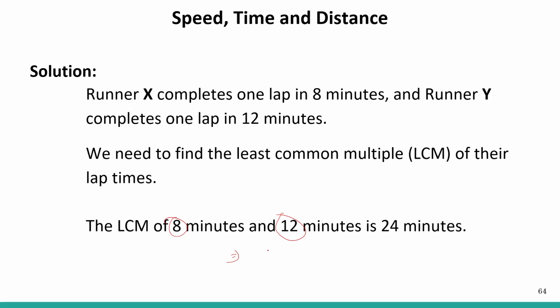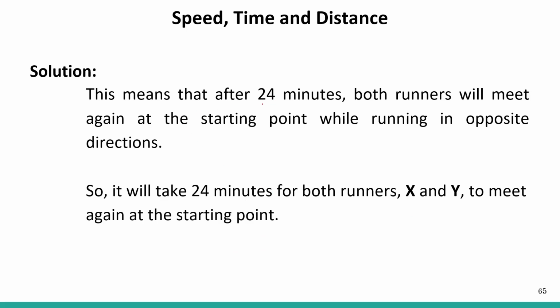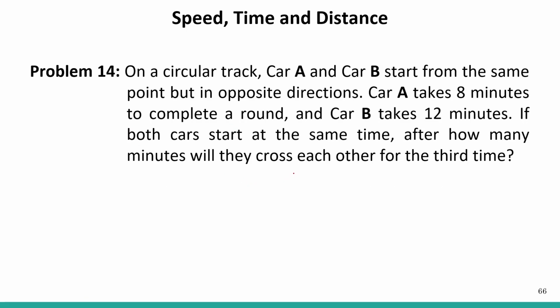No, not 60, it will be 24 actually, because 8 into 3 is equal to 24 and 12 into 2 is equal to 24. So it is 24 minutes. After 24 minutes both runners will meet again at the starting point while running in opposite directions. So it will take 24 minutes for both X and Y to meet at the starting point again.